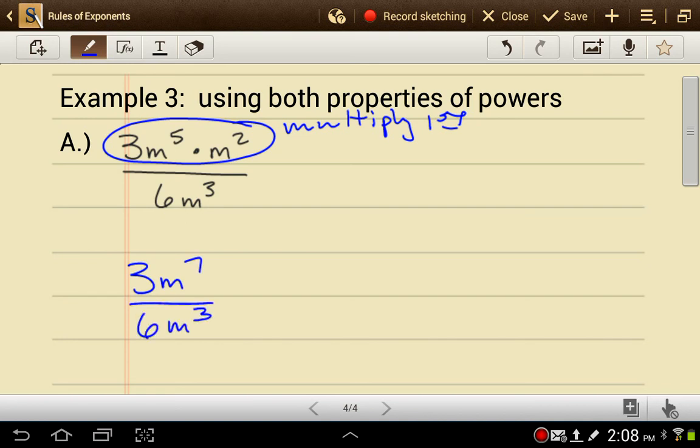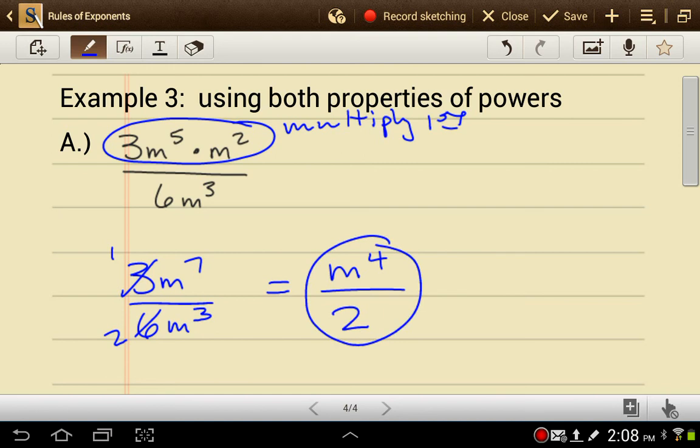Now I am just going to simplify these. 3, 6, well, 3 turns into a 1, the 6 turns into a 2, that turns into 1/2, and then I do 7 minus 3 is 4. So I'm going to end up with my final answer of m to the 4th over 2. I have no m's left on the bottom because 7 minus 3 is 4, so that ended up on top. So that would be my final answer.